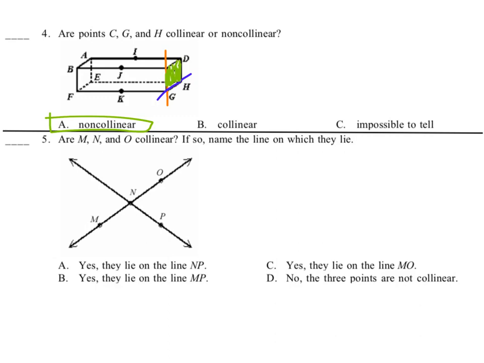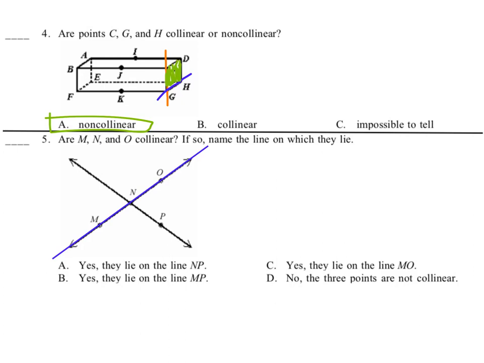Now, number 5, are M, N, and O collinear? Okay, and let's see, they all do fall on this line. If I was to draw it right here, okay, straighten that out a little bit. That right there, they all fall on that line. So they are collinear. And so the answer is yes.